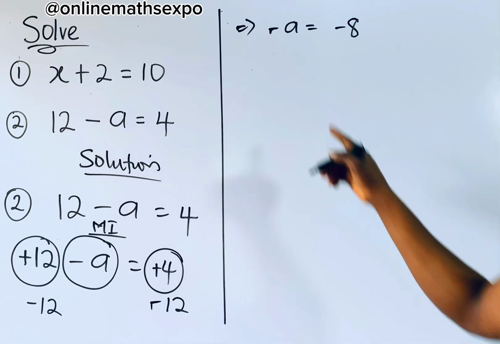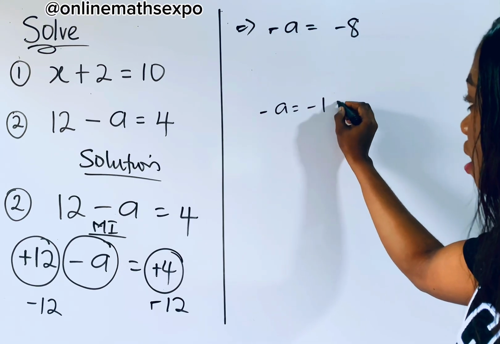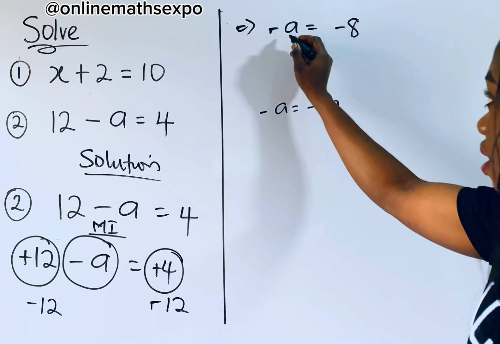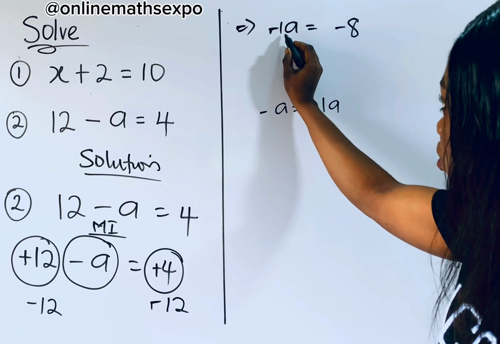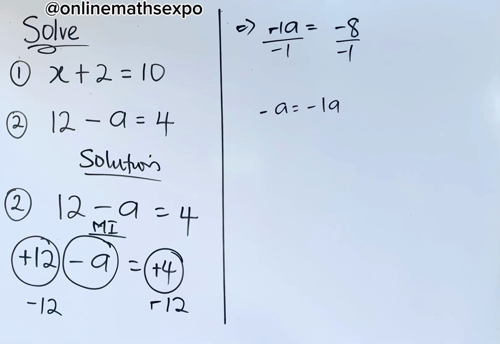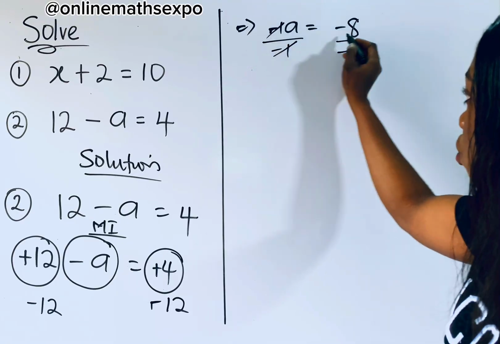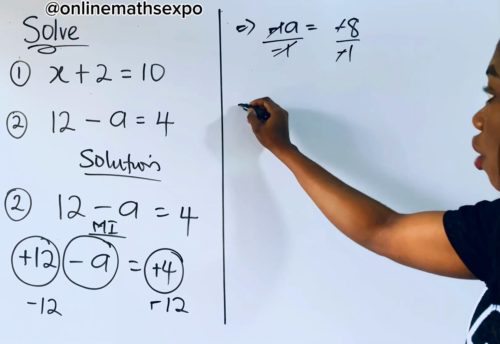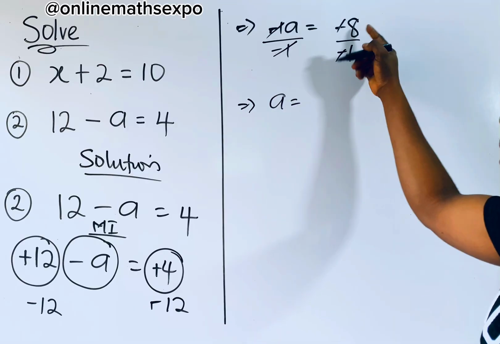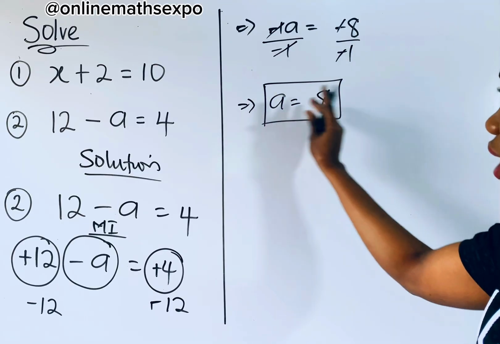And remember, negative a is the same as negative 1a. So to take away this negative, divide both sides by negative 1. And when you do that, the negatives will cancel. You are going to have a is equal to 8 divided by 1, which gives you 8. So that is for this.